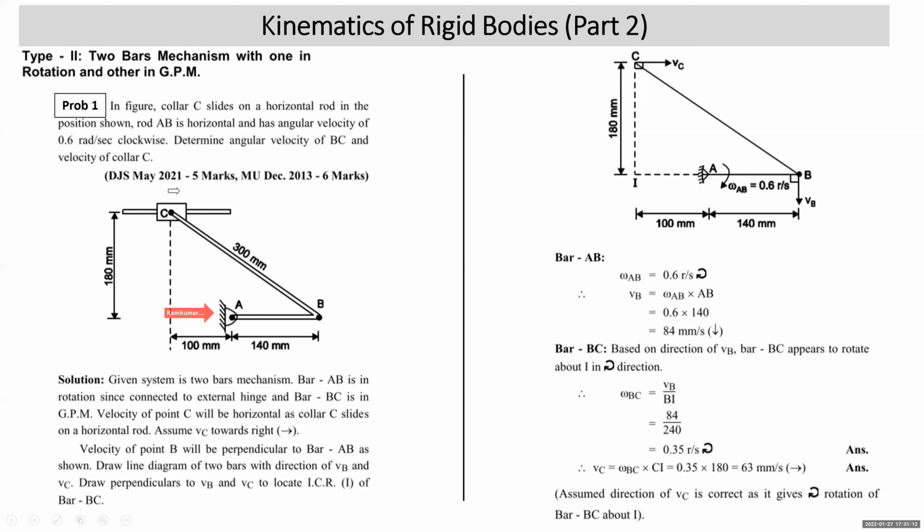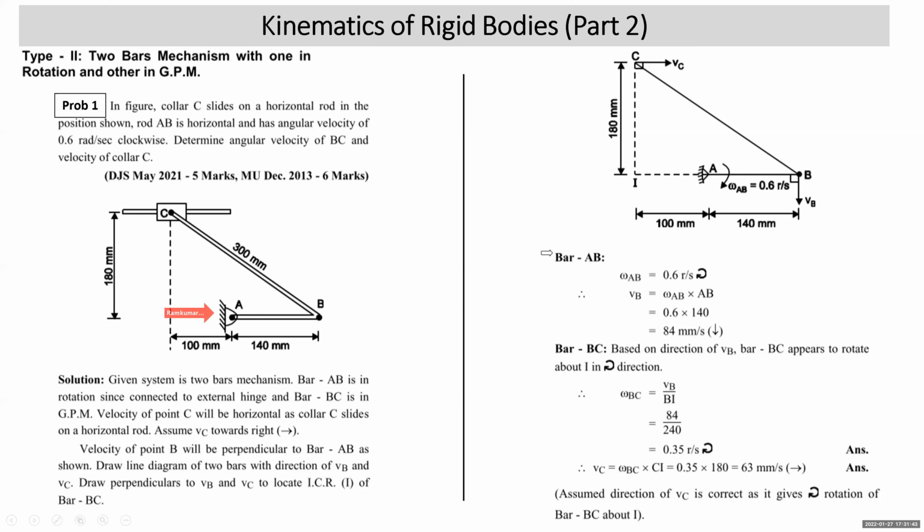Why will the velocity of point C be horizontal? Since it is connected to a collar which is sliding on a horizontal rod. Velocity of point C on the bar BC will be horizontal. So the velocity of point C can be to the right or to the left, but it has to be horizontal. We assume the velocity of point C towards right.